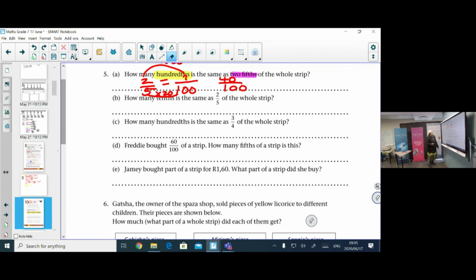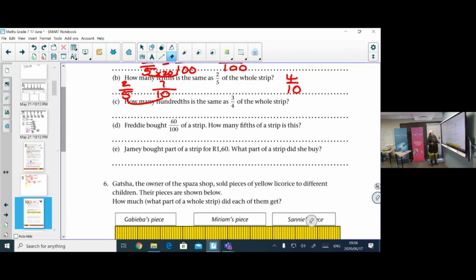How many tens is the same as 2/5? So here, instead of the hundredths, we check the 10. How many? We already have 2/5. And when you compare the two denominators there, you have multiplied by 2. You must also multiply by 2 on top. You get the answer as 4/10.